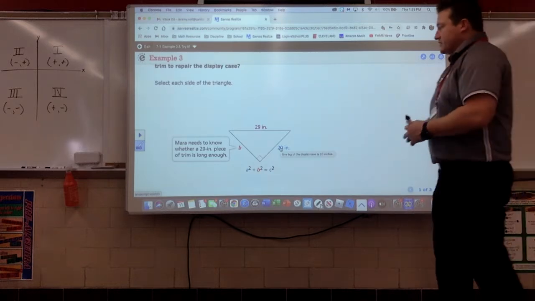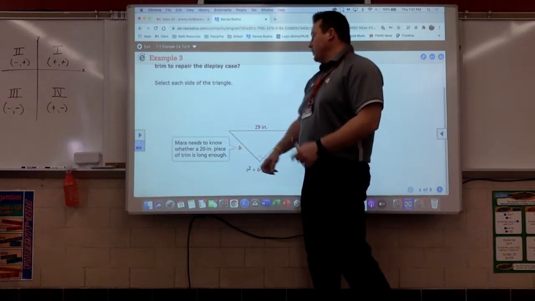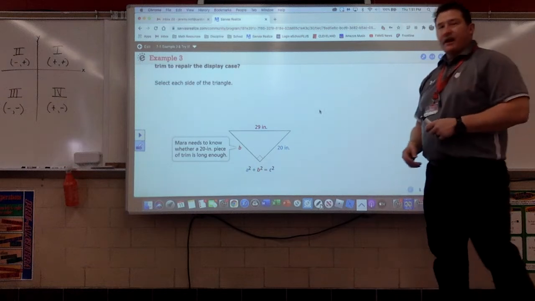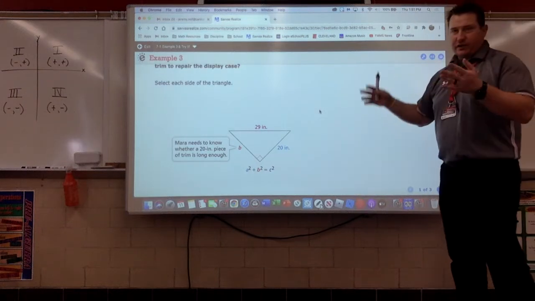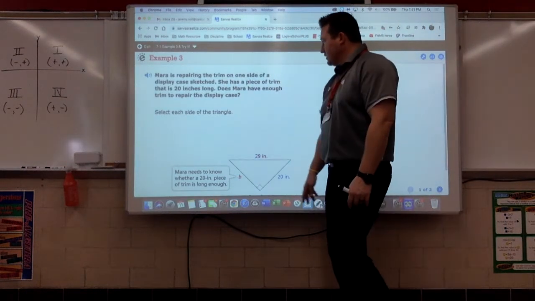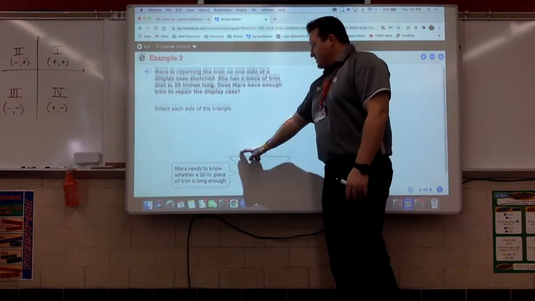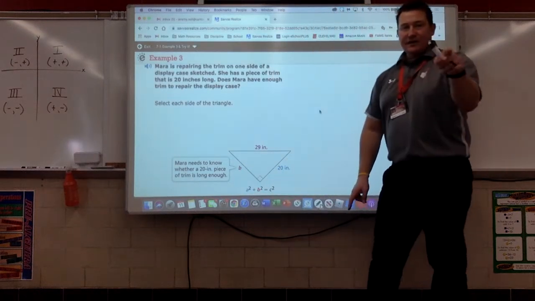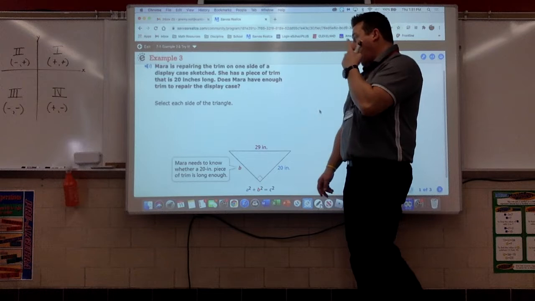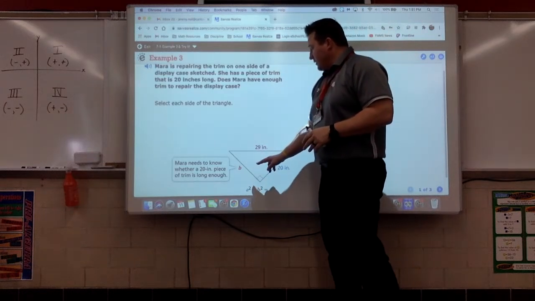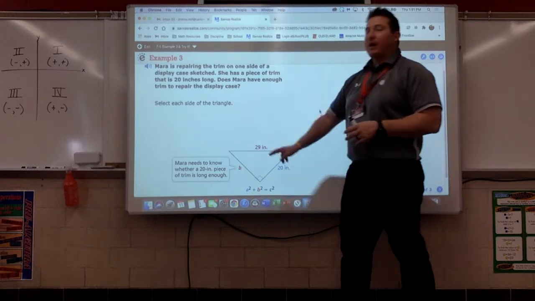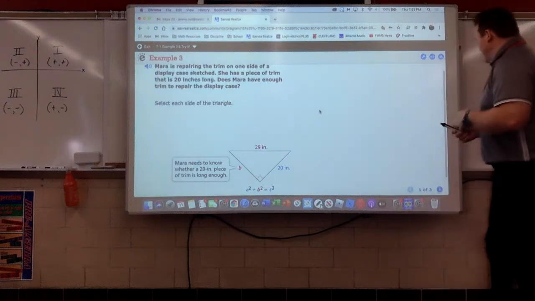All right. So we got to figure out whether or not her 20-inch piece of trim is long enough to fit on that side of this display case. Sorry, we didn't read the whole thing. Don't worry about it, folks. Yep, so basically is this missing side down here 20 inches? Okay? I don't know, okay? But leg, hypotenuse.